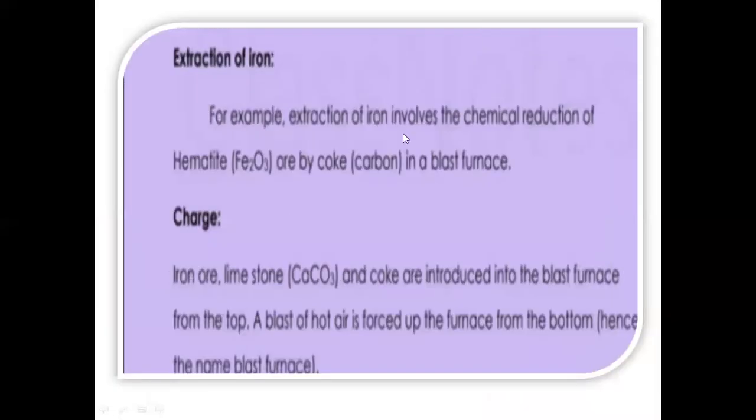For example, extraction of iron involves the chemical reduction of hematite. We mostly use hematite for the extraction of iron from its ore, with coke in a blast furnace. What is the charge? Iron ore, limestone, and coke are introduced into the blast furnace from the top. A blast of air is forced up the furnace from the bottom, and due to that blast of air, this furnace is called a blast furnace.